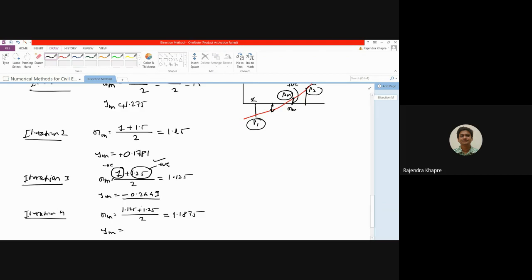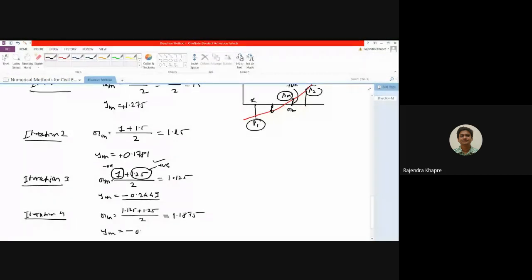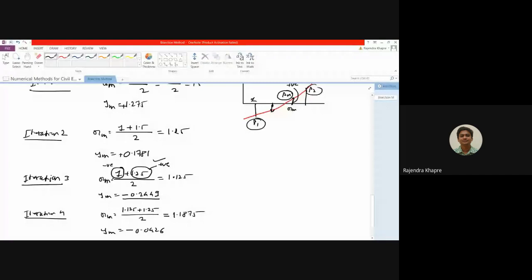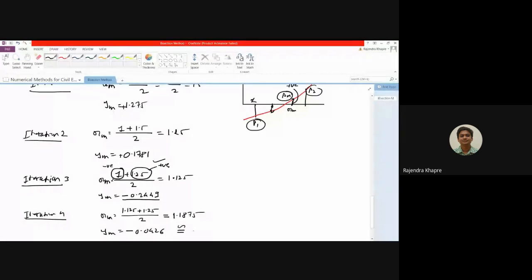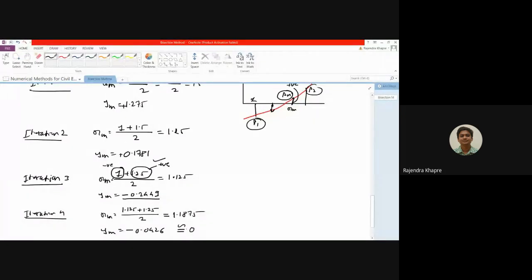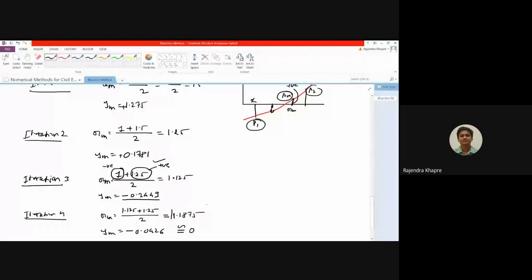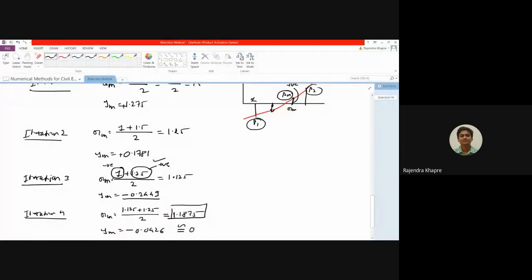Minus 0.0426. Okay, so you see the value of y is now very close to 0. So at this point we can stop and say yes, this is the root. But if you want to know the correct value, you have to keep on going further and further. Now the best way of doing this is to draw a table.